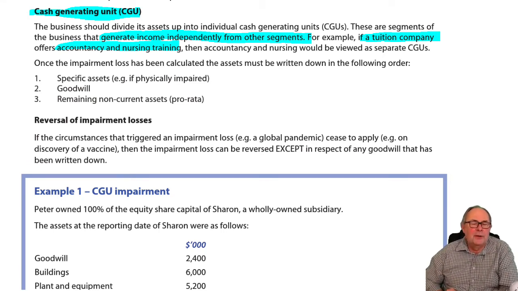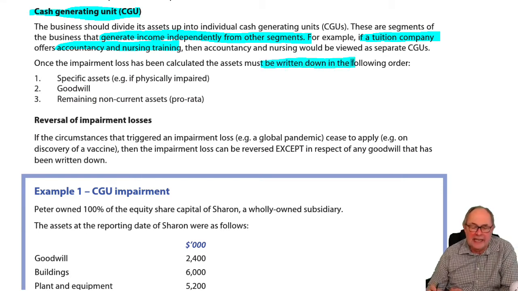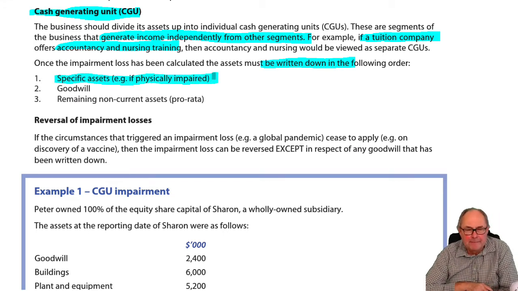What you need to know, though, is that once you've decided how much the impairment is, in what order should the assets be written down? So this is the bit that needs learning here. First of all, if you do have a specific asset that's obviously impaired, so you're a bus operator and someone has just reversed your bus into a house in Croydon, that will have to go first.